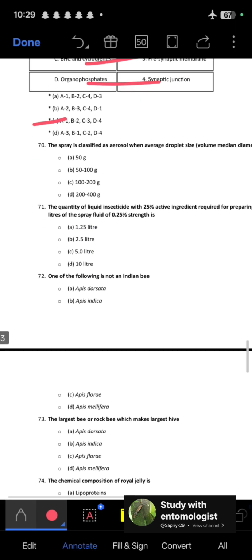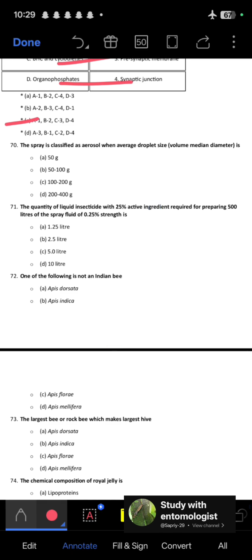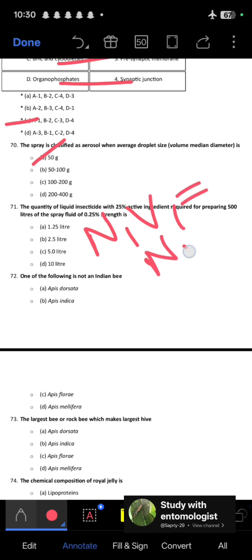Next, a spray is classified as an aerosol when the average droplet size, volume median diameter, is, so the answer will be 50 microns. So 1 to 50 we already know is considered under aerosol. Next, the quantity of liquid insecticide with 25% active ingredient required for preparing 50 liters of spray fluid of 0.25% strength is, so we know N1V1 is equal to N2V2. If we solve this formula, we will get 5 liters.